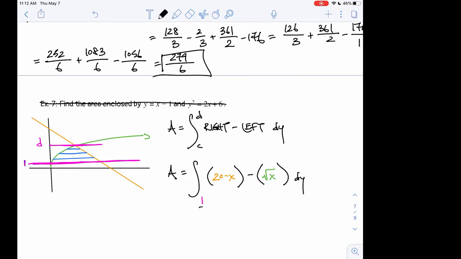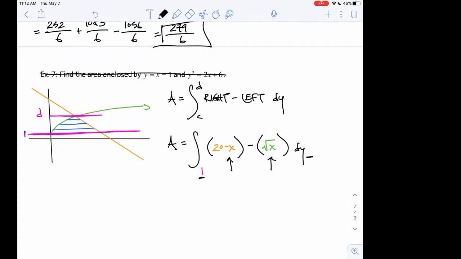Because I have a y value here, I have dy, and then I have x's in here. And so that means that my equation doesn't match. So I have to make it match, but I want to keep all the y values and I want to keep the dy. So what I have to do is change the orange one into a function of y, and change the green one into a function of y. So let's take a look at the orange one first. The orange one is y equals 20 minus x.